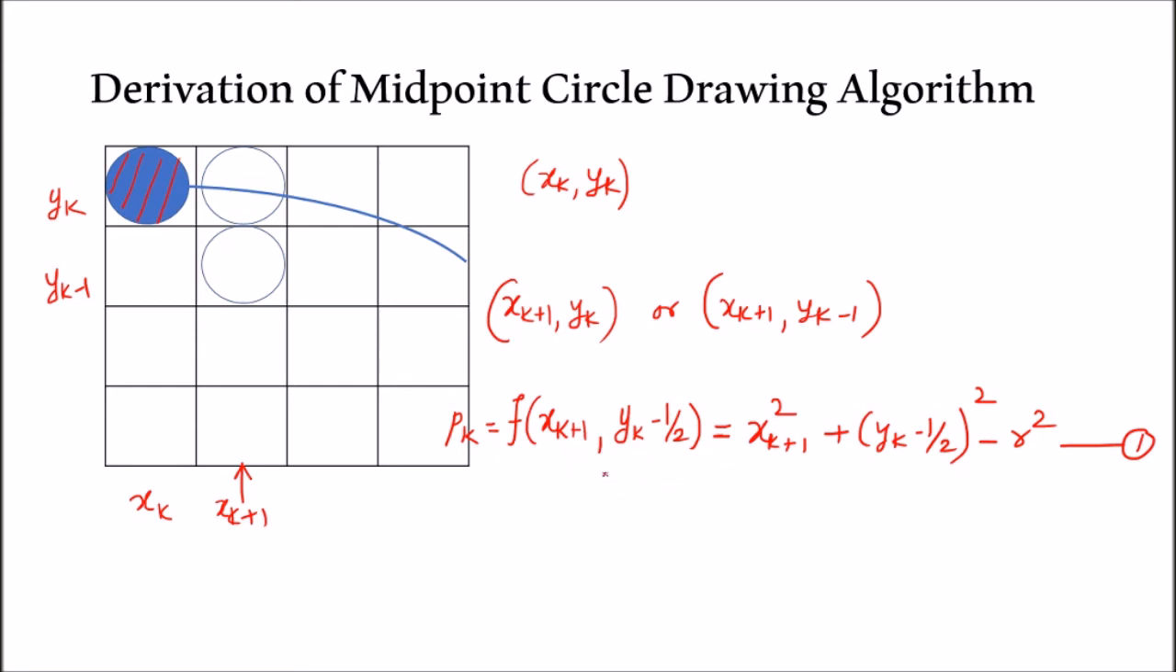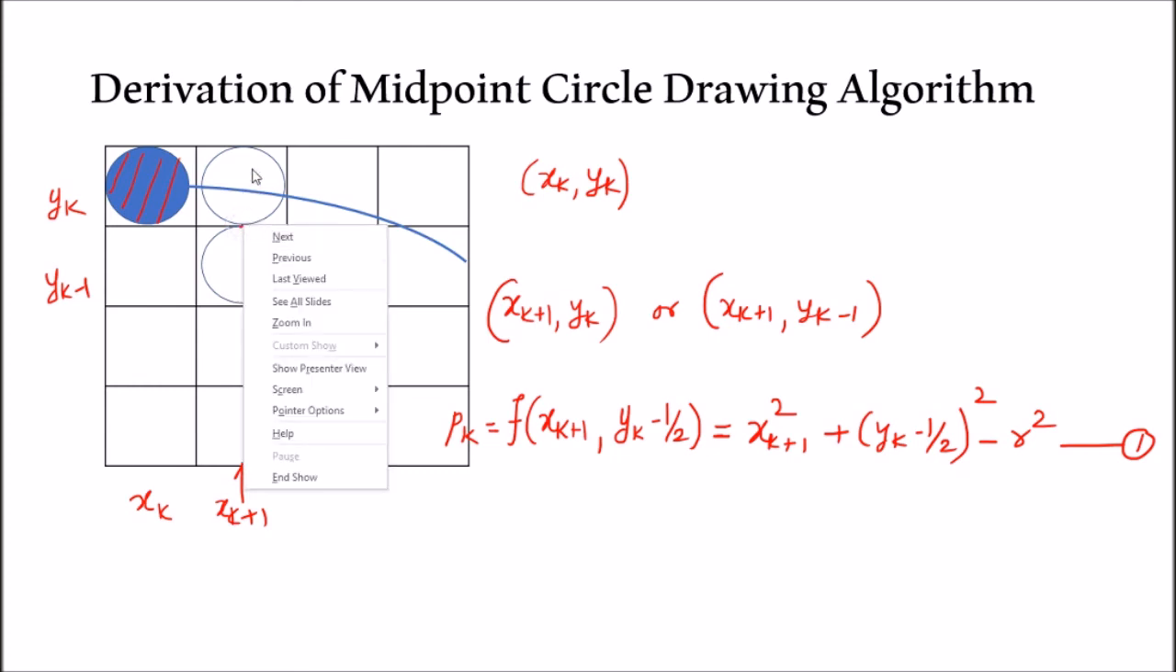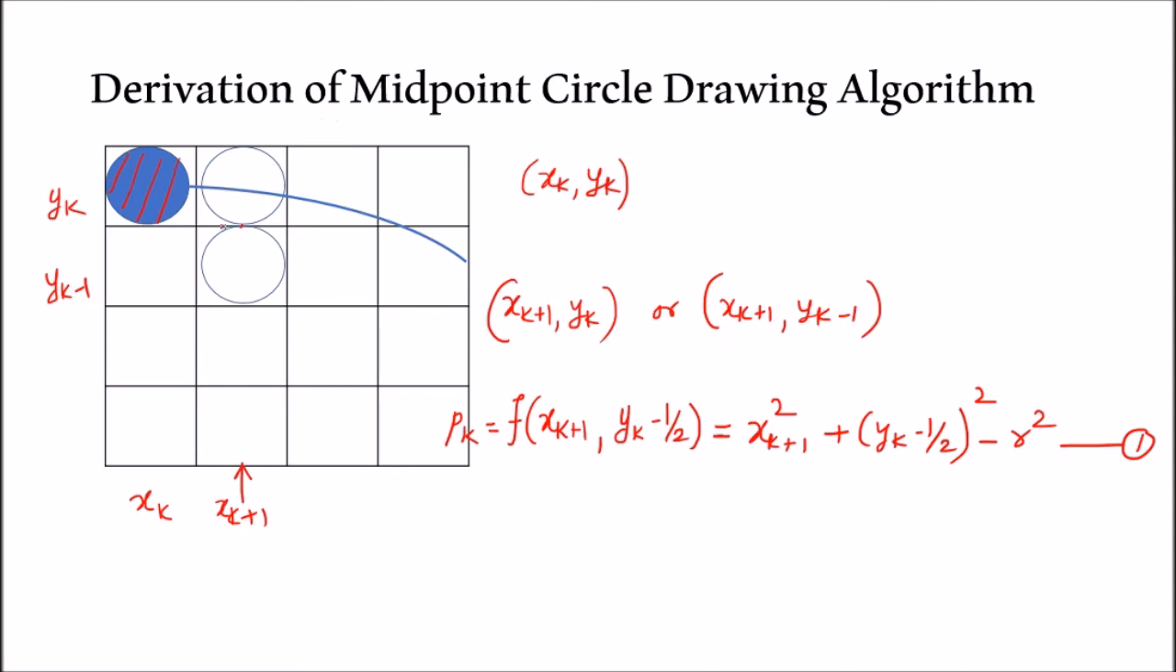If the midpoint is inside, the upper pixel will be part of the circle, and if the midpoint is outside the circle, so this line is the circle, then if the midpoint is inside, the upper pixel will be part of the circle, and if it is outside, then the lower pixel is part of the circle. So this is nothing but the first decision parameter we have calculated at this point.